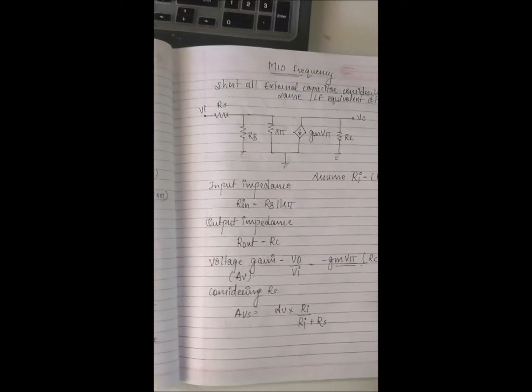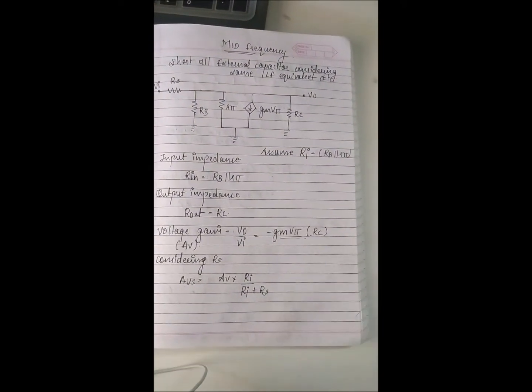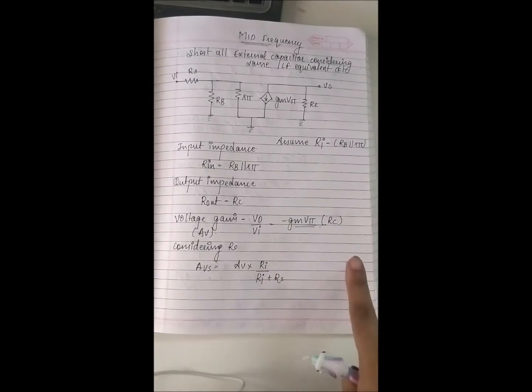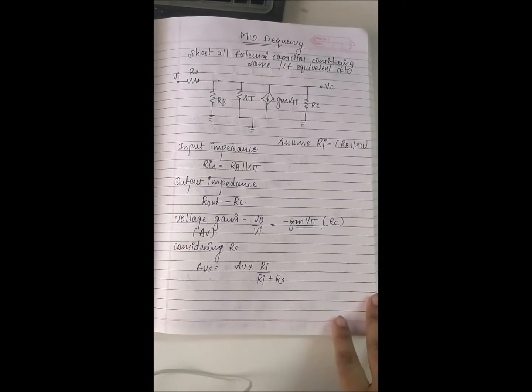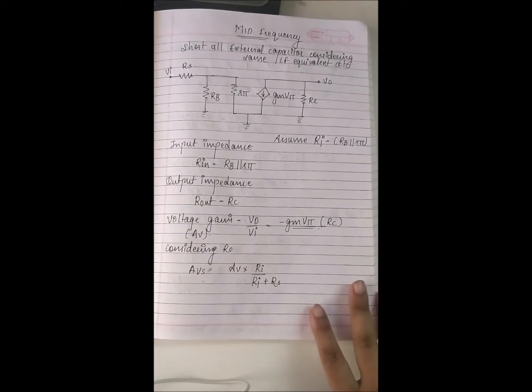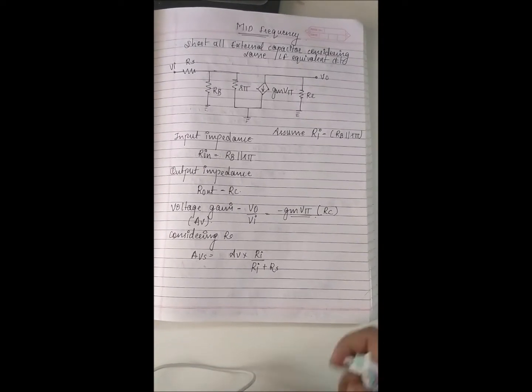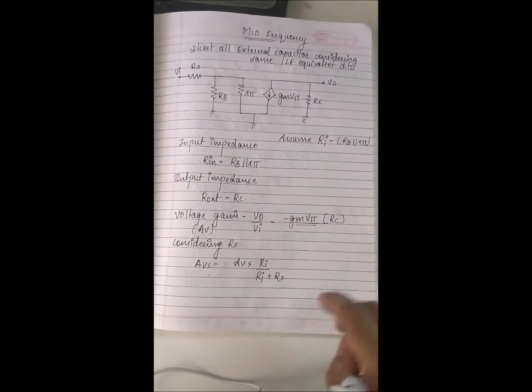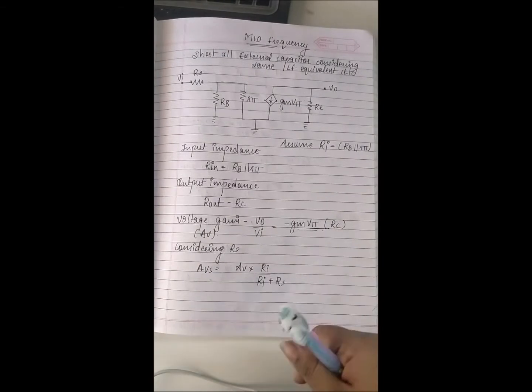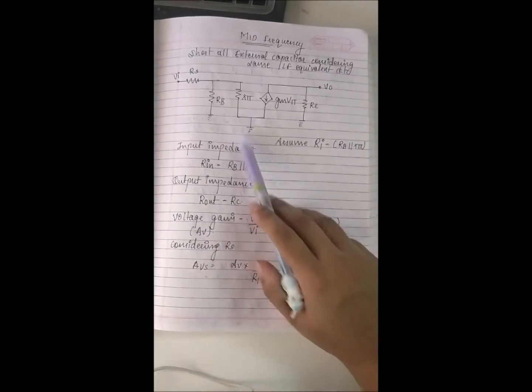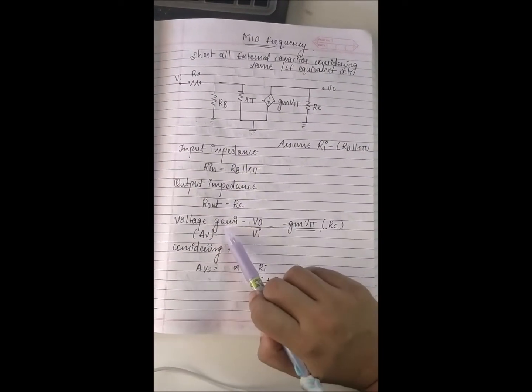Next thing is mid frequency analysis. Whenever we are considering the mid frequency analysis, we need to short all the capacitors, internal as well as external. External capacitors have been shorted. Internal capacitors are considered as open, external are considered as shorted. So we can plot the three important parameters over here: first is input impedance, output impedance, and voltage gain.